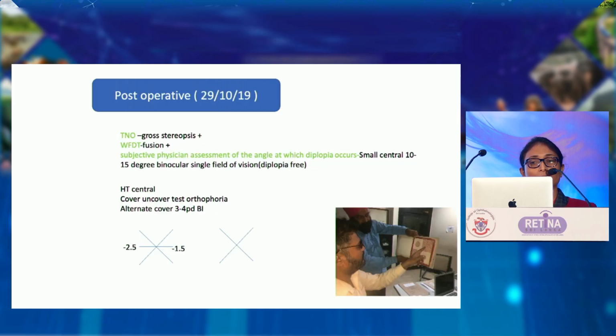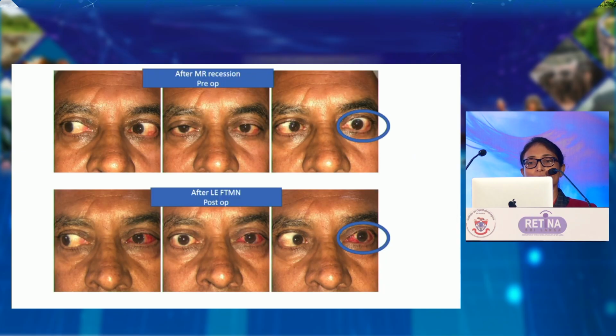So this was the post-operative picture after the procedure. You could see the improvement in the primary position alignment as well as improvement in abduction. Then the patient did improve with a binocular free field of around 10 to 15 degrees, along with improvement in binocularity. This is the patient after MR recession preoperatively showing residual esotropia, which was corrected after this procedure, showing improvement in abduction.